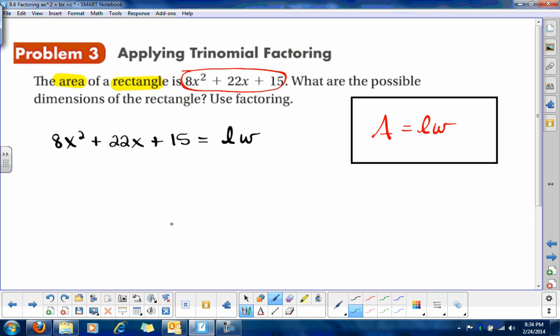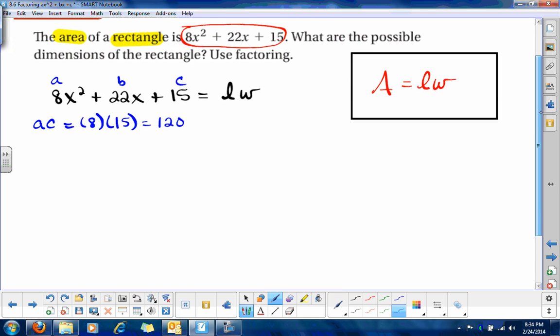So again, the first thing we're going to do is multiply our A times our C, and then we want them to add up to be our B. So we have A times C, which is 8 times 15, and that is equal to 120. So now we're going to find the factors of 120.